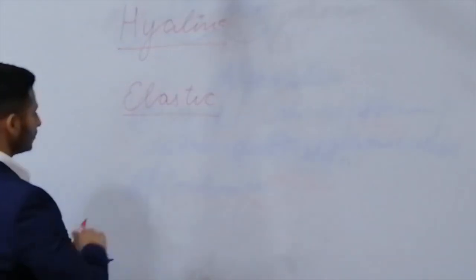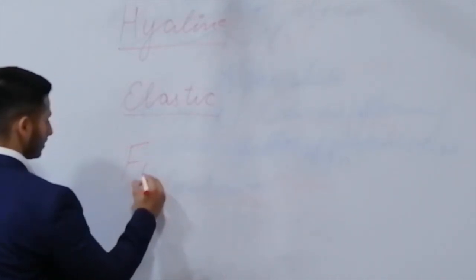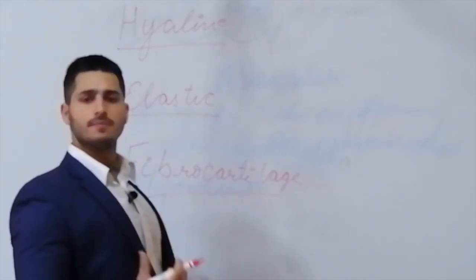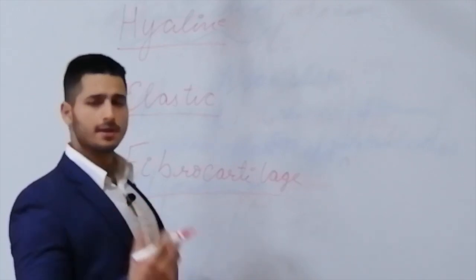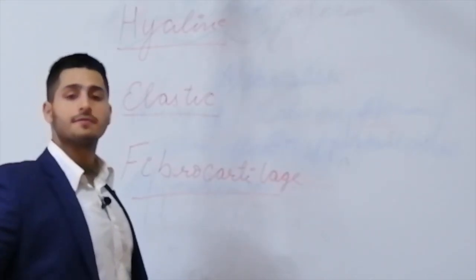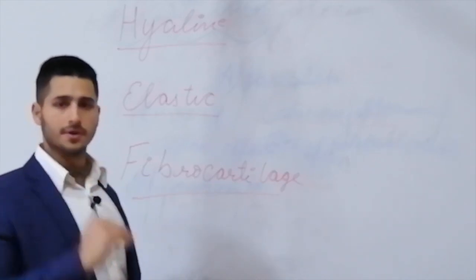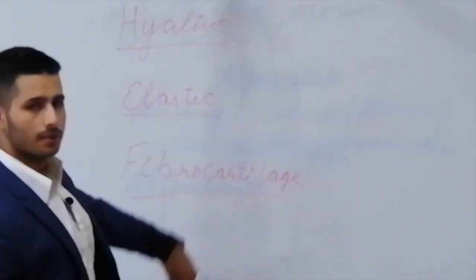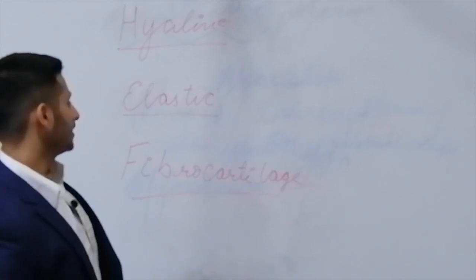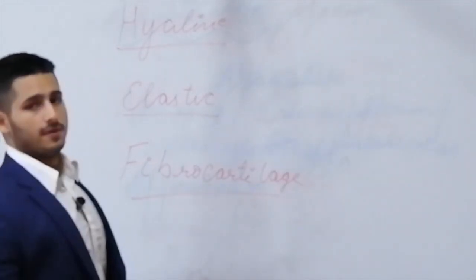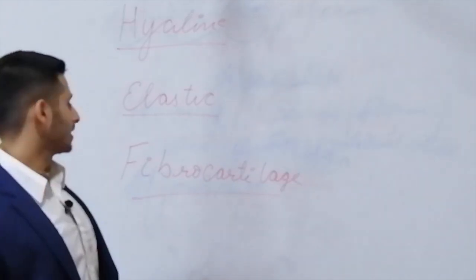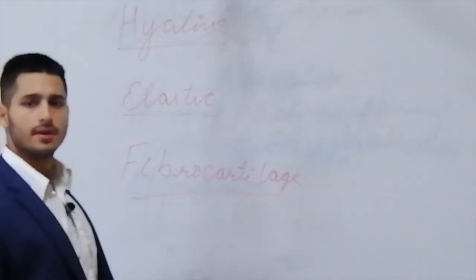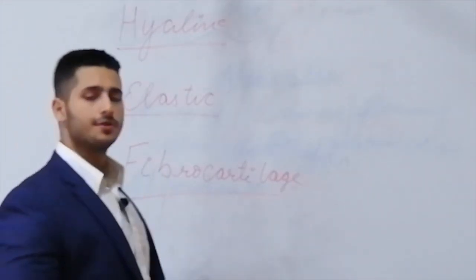Then we move on to fibrocartilage. Fibrocartilage has substantial amounts of collagen fibers, and limited number of cells. We can find fibrocartilage in our intervertebral discs, which are present between the vertebrae. So we have three types of cartilage: hyaline cartilage, which is the most common type of cartilage, then elastic cartilage with large amount of elastic fibers in them, for example in the ears, and then fibrocartilage, which has substantial amount of collagen fibers and can be found in the intervertebral discs. So these were the three types of cartilage.